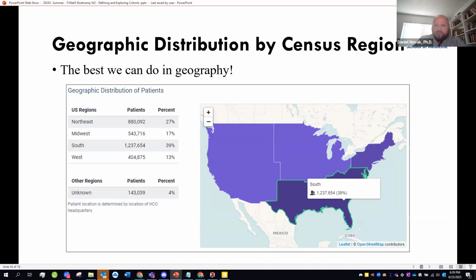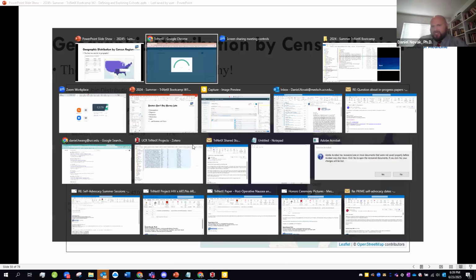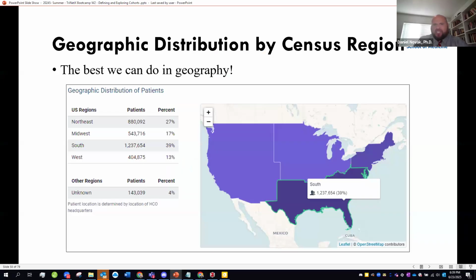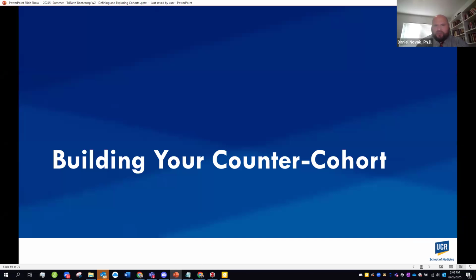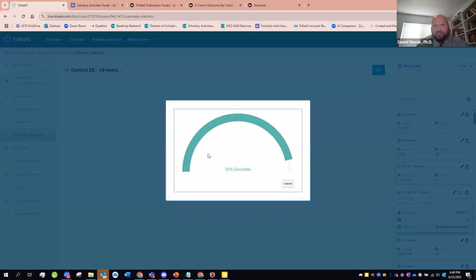So that can be useful if you are looking to see whether there are differences in outcomes by region, or certainly whether there are more people from your cohort in one region than another. And you can click on these to get an interactive version of it. But this is as detailed as it gets by geography. I just like to point that out, which you'll see. Sorry, it finishes loading in just a moment.